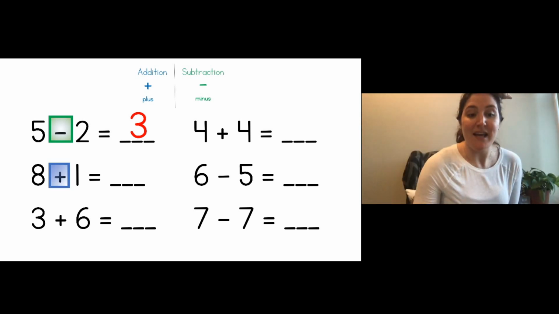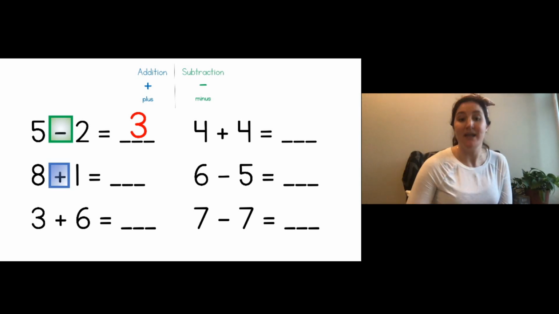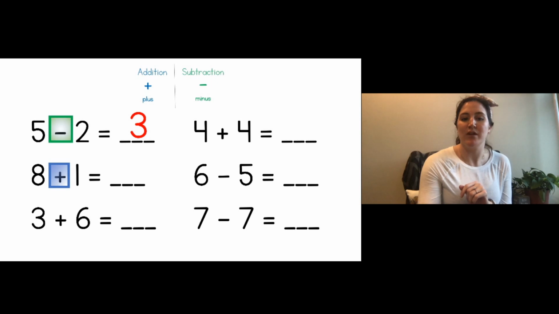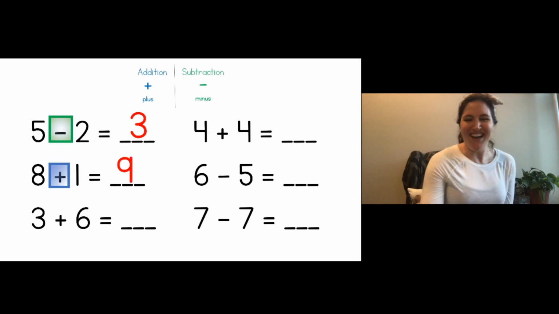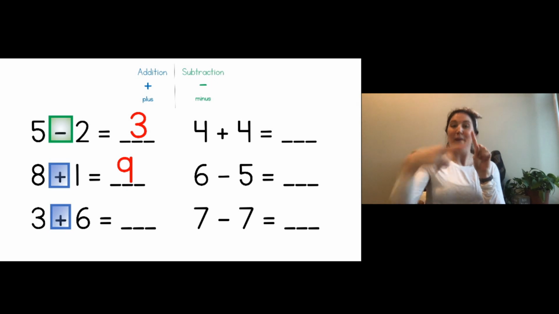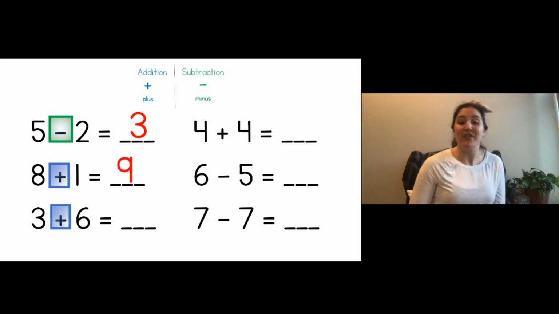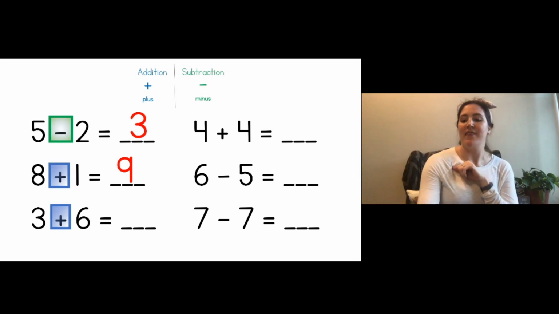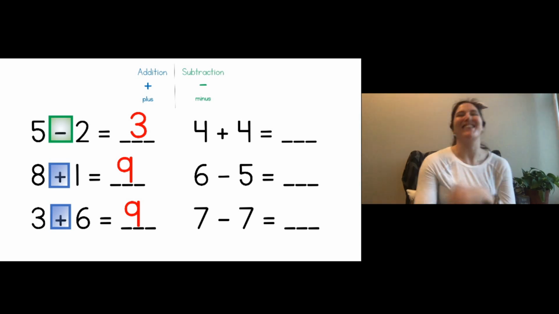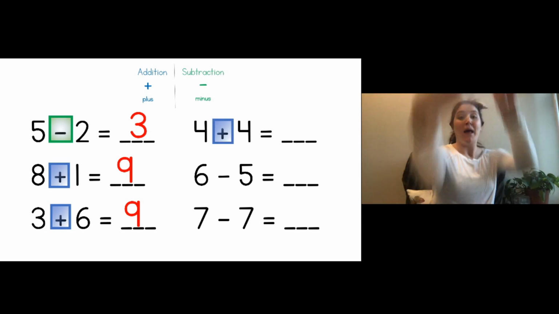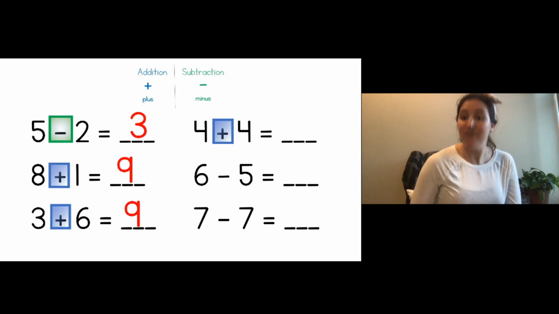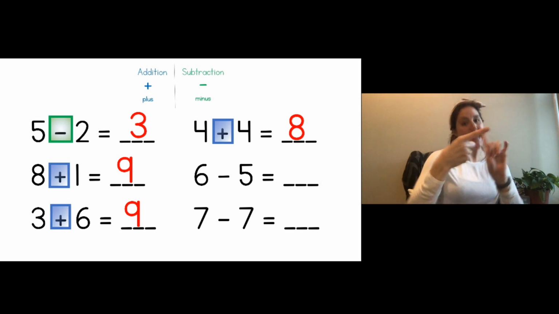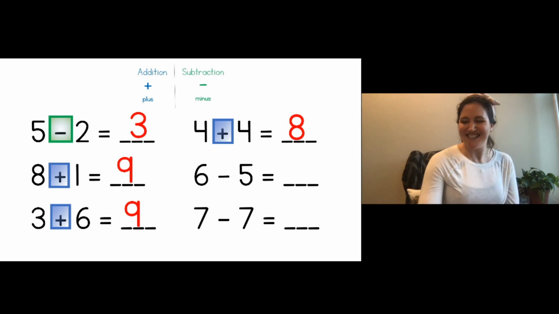For the next one, 8 plus 1 equals, you're adding, so you're drawing 8 circles, draw 1 more circle equals 9. Good job. The next one has another plus sign, so you're adding them together. You're drawing 3 circles, drawing 6 more circles, counting how many all together. That equals 9. Good for you. The next one has another plus sign. 4 plus 4 equals 8. You should have drawn 4 circles and then added 4 more to get 8.